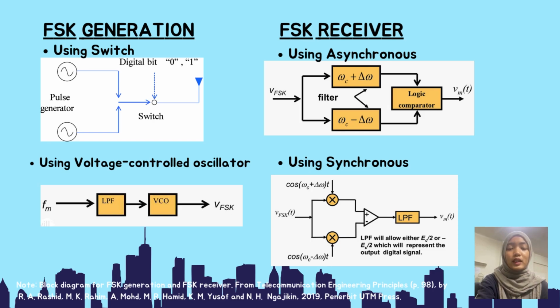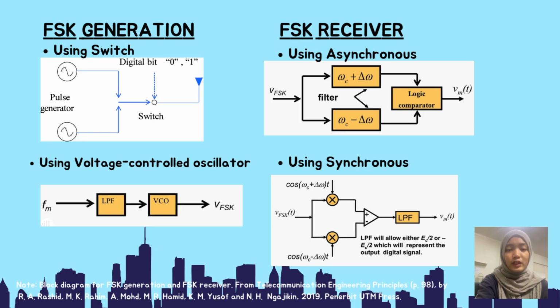The other way to generate FSK is to use a device known as a voltage controlled oscillator (VCO). This device works by changing its frequency when the amplitude of the voltage applied to it changes. If the voltage is 0, it will produce one frequency. If the voltage is maximum, then a different frequency will be generated.